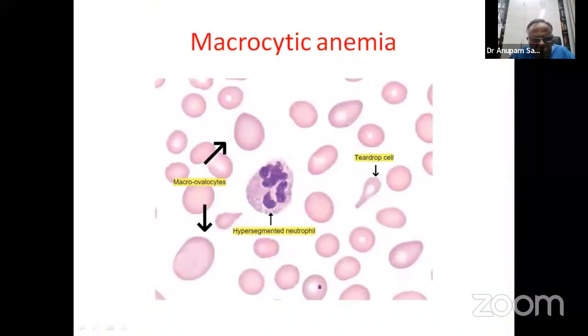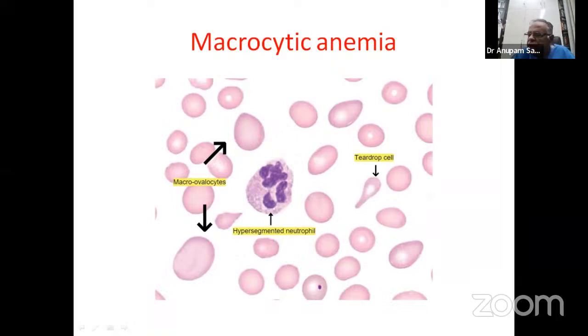Now, coming to macrocytic anemia. In macrocytic anemia, what we have to see is that the RBCs are larger than the small lymphocytes. The central pallor, which is usually one-third the size of the RBCs, is almost obliterated. And if you look at the neutrophils, you'll find that the nucleus has a lot of lobules. Now, why does that happen?